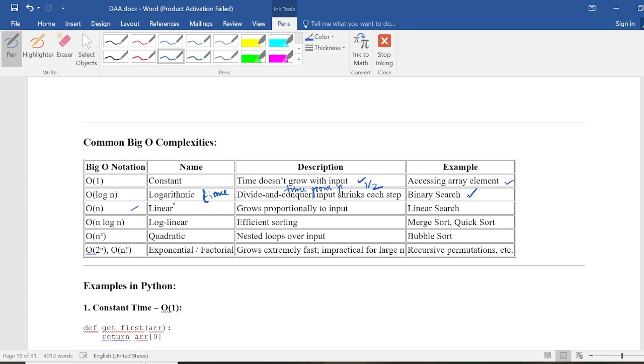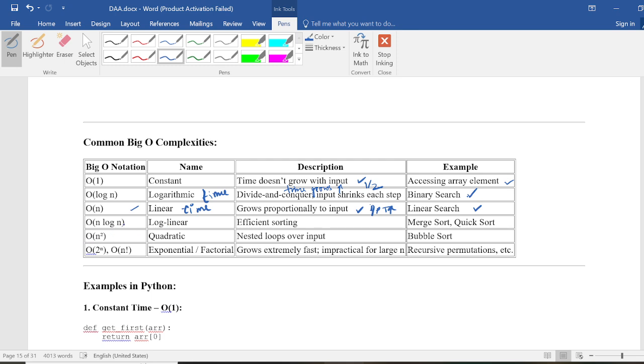O of n is linear time. Time grows proportionately to the input, that is, time grows directly with the input size. As the input size increases, time also increases. Linear search is the example.